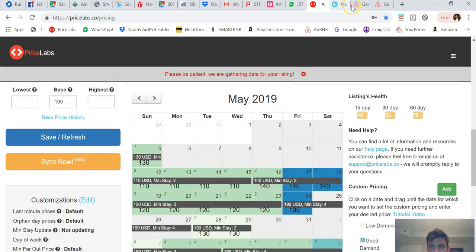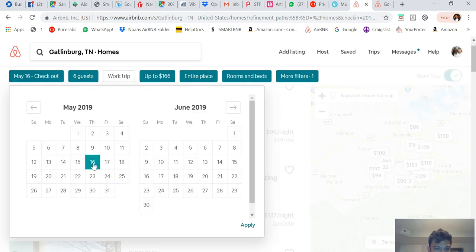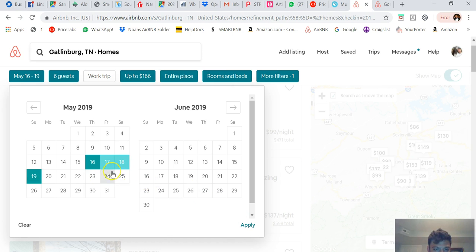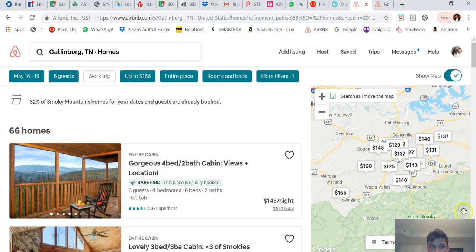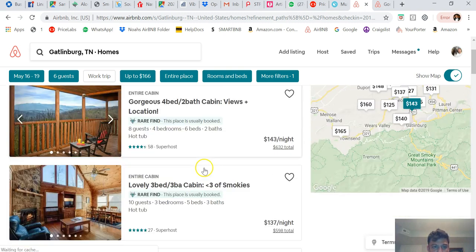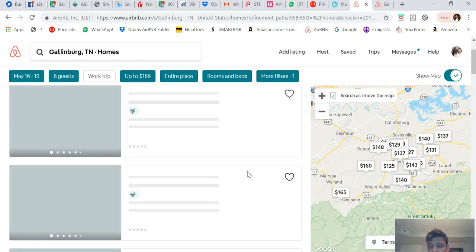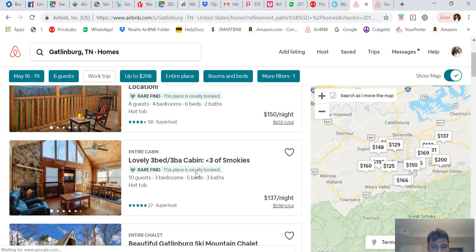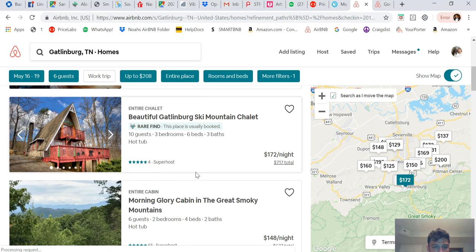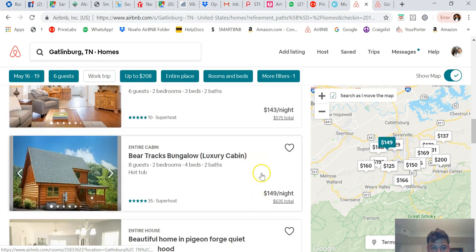Same weekend is open. Okay, so now we do another market scan for that weekend. Maybe the 16th to 19th. Let's see. 66 homes. We can increase the price to 200. That's kind of what we thought we should get. So let's see what other prices are out there. We're probably priced too low, honestly, here. So the other properties are like 160, 150, 140, 149.